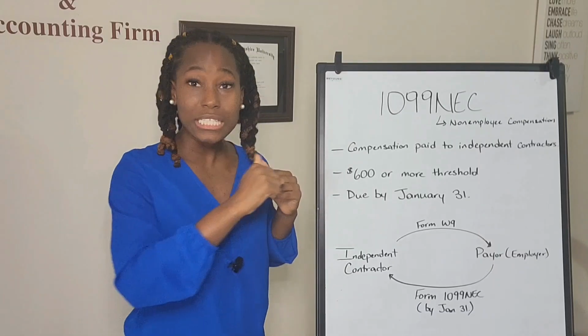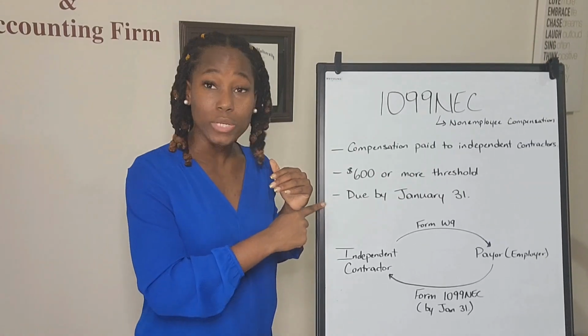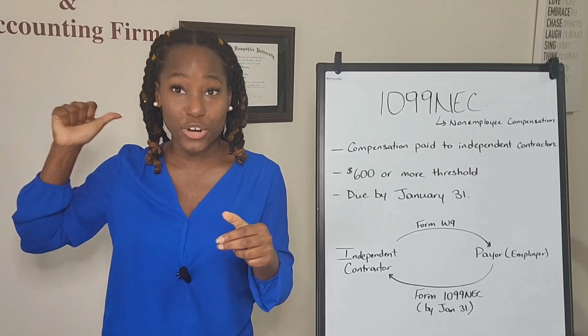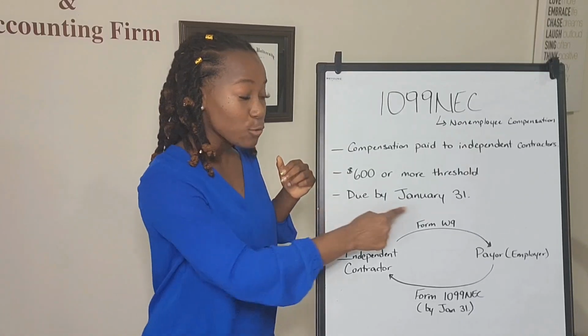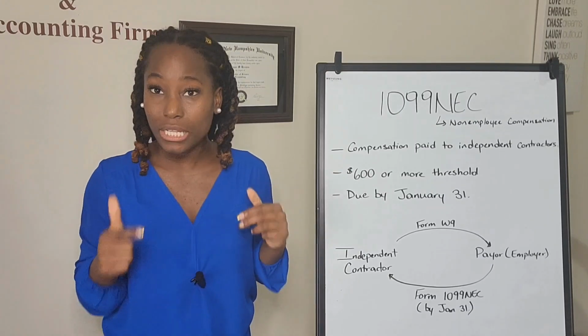Okay, now you've identified your independent contractor and how much you've paid them, and now we have to look at the due date. The due date is January 31st of the current year for the prior year. So you want to make sure that you don't miss this deadline because the penalty and interest can really add up to be a lot.